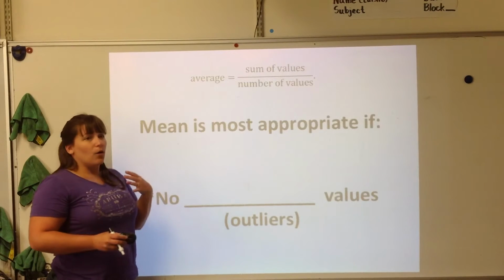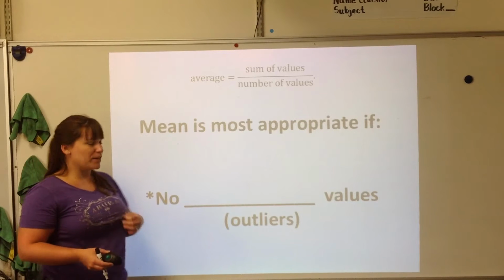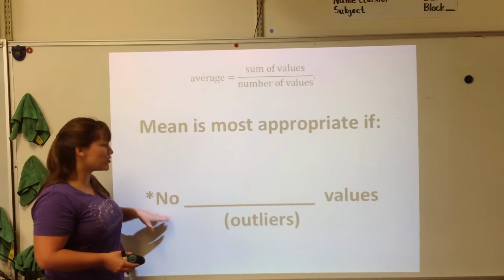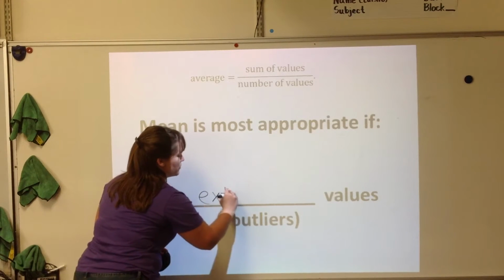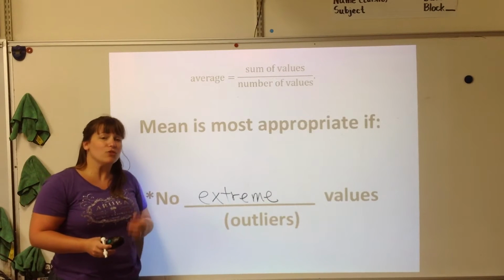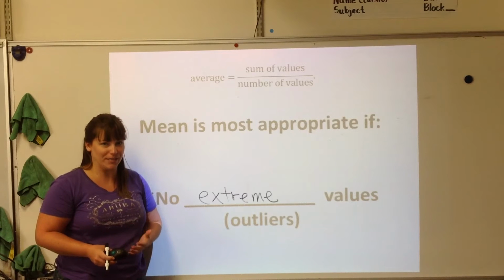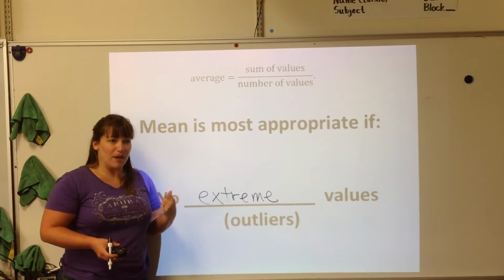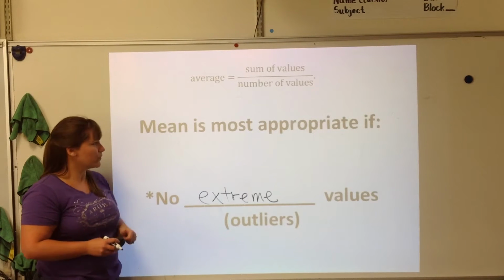So which one is the best? There are certain criteria. One criteria for mean is if the data has no extreme values. So fill in extreme. If there are no extreme values, you can use the mean as the best way to summarize that data. That's the most common measure of center used to describe data as well. So mean's a good one.